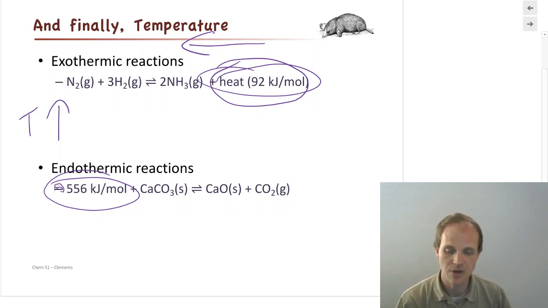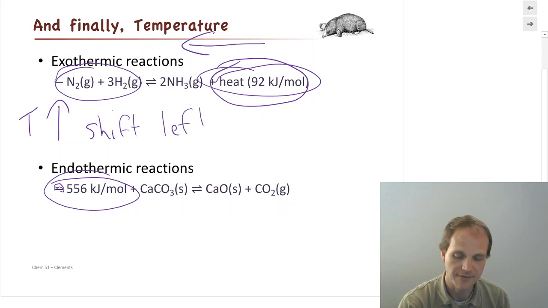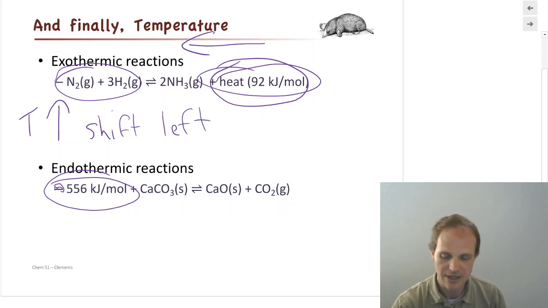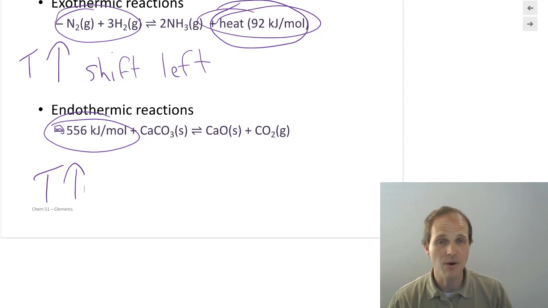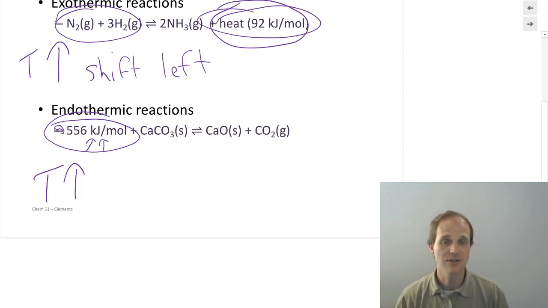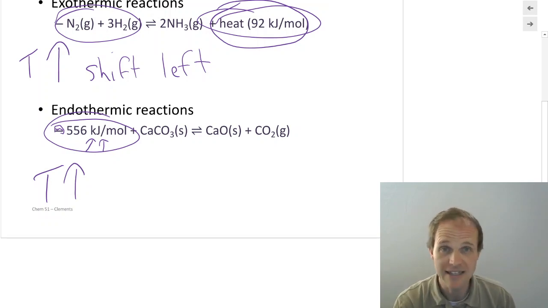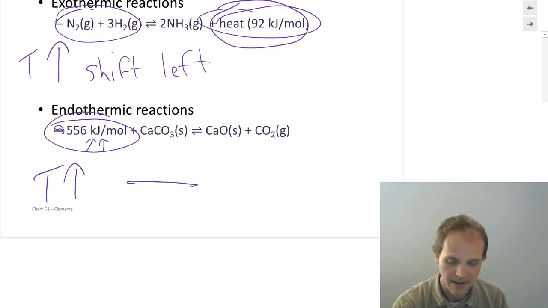So by making the temperature go up, I can actually shift the equilibrium over to the reactant side. So shift left. How about with an endothermic reaction? As my temperature goes up, the reaction says, I'm hungry for that. I want more. As I add more heat, it's going to try to undo that by using up that heat. And when an endothermic reaction uses up heat, it goes to the right. And so we say this one shifts right.